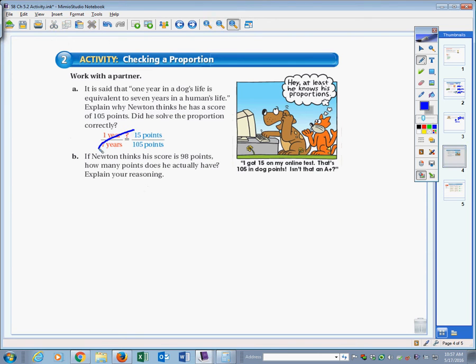So we're going to check to see if he's accurate. So we're going to take our cross products, right? And we're going to multiply 7 times 15.